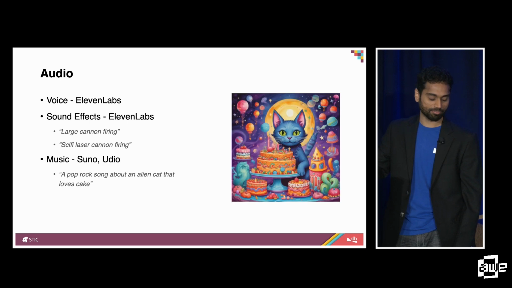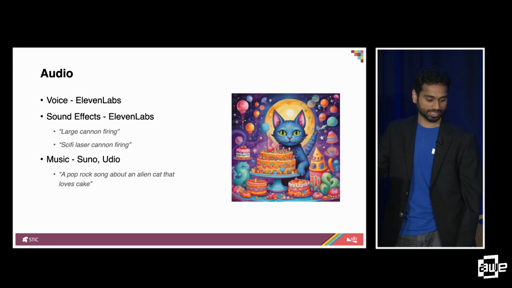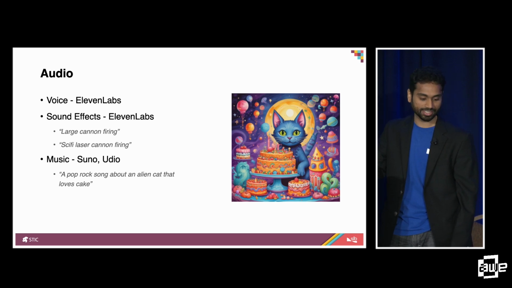All right, so we have music as well, created by Gen AI tools called Suno and Udio. So this first one is a song about an alien cat that loves cake. And it also gives you a nice album artwork.